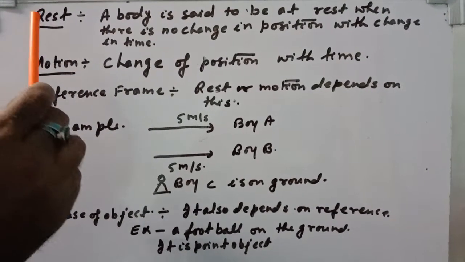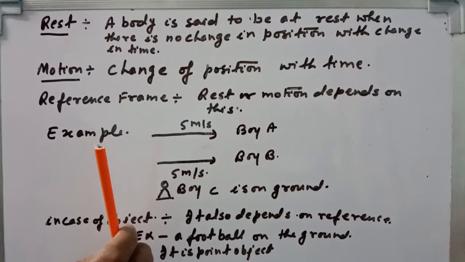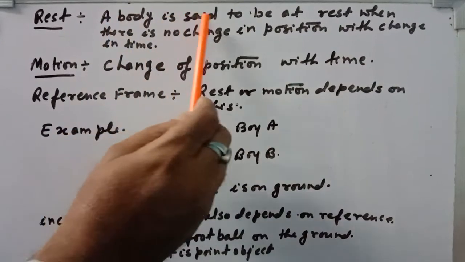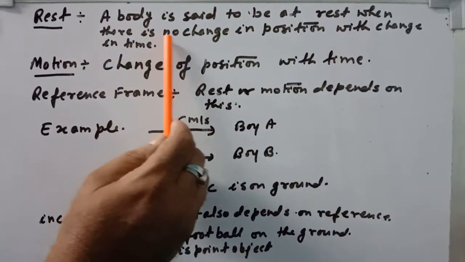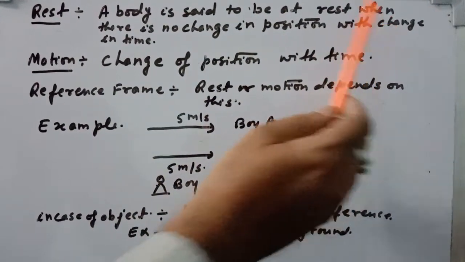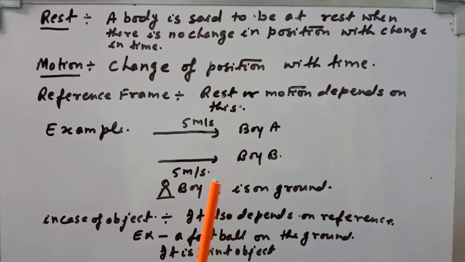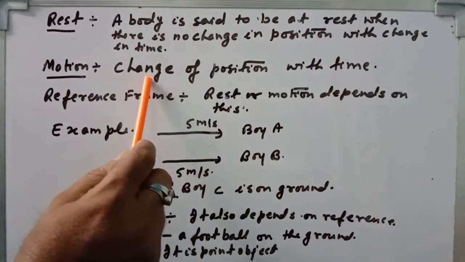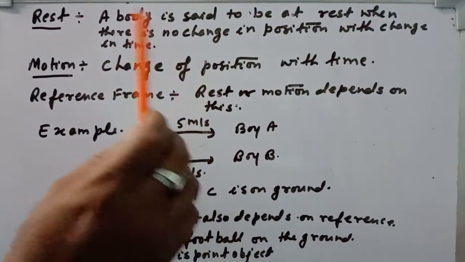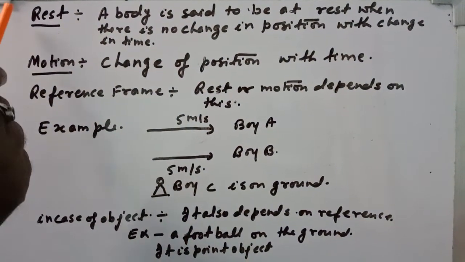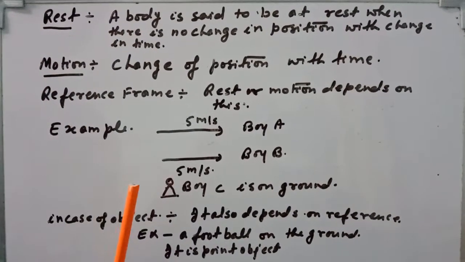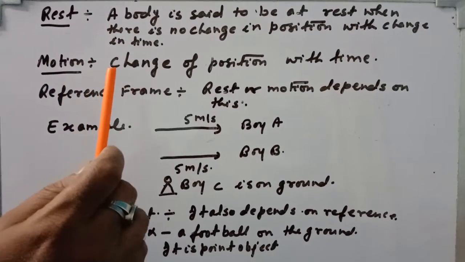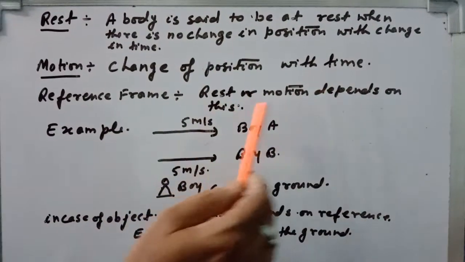Now come to the concept of rest and motion. Rest means the body is not changing its position. The definition is given here: a body is said to be at rest when there is no change in position with change in time. Here time is changing, but the position of the body remains the same, so the body is said to be at rest. Motion is change of position with time. These are very simple definitions, but the major point is that for these two concepts the reference frame is an essential condition. Rest or motion depends on this reference frame.